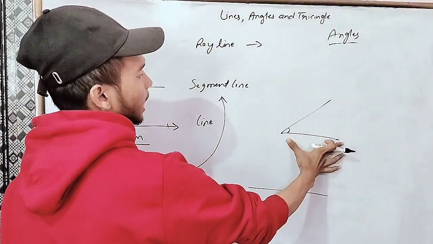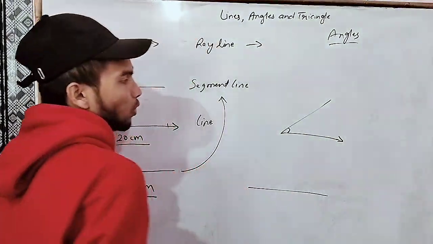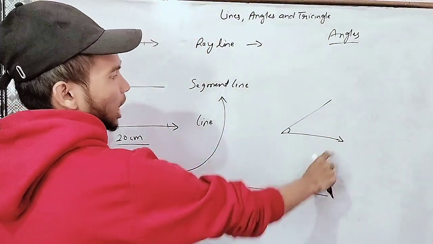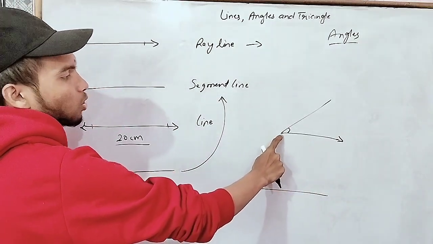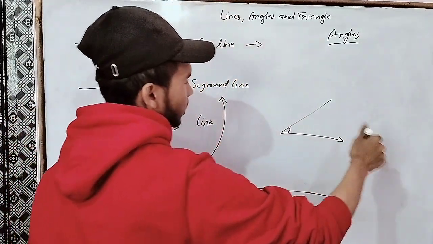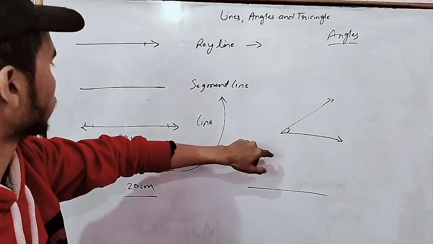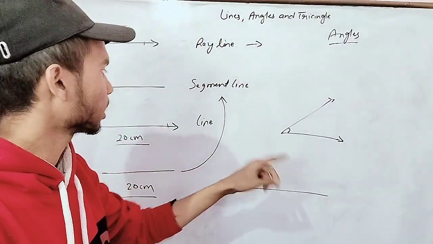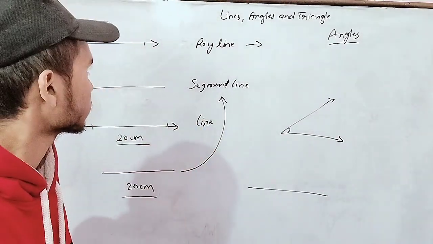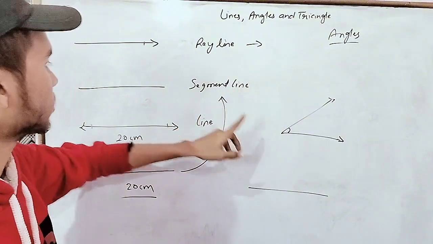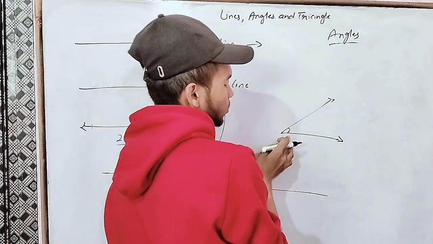Now here we indicated it like that. This is a segment line, but you will notice that the arrow will be on this side. This is the end from here, and this is going like that. So we will take a ray line. Here we have an angle.